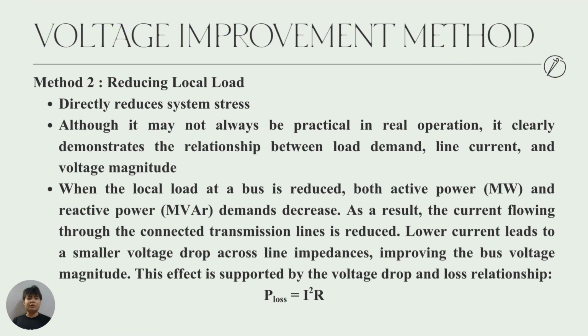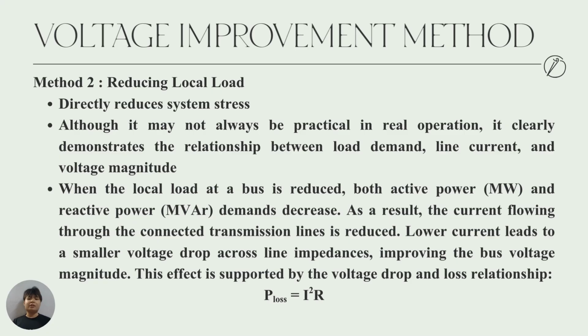And then next, we are choosing another method, which is reducing local load. This is because it directly reduces system stress. Although it may not always be practical in real operation, it clearly demonstrates the relationship between load demand, line current, and voltage magnitude. When the local load at the bus is reduced, both active power and reactive power demand decrease.